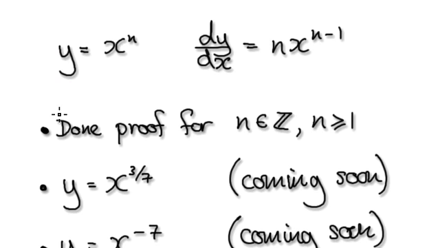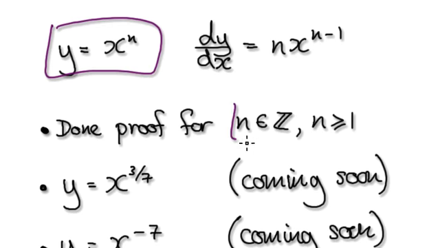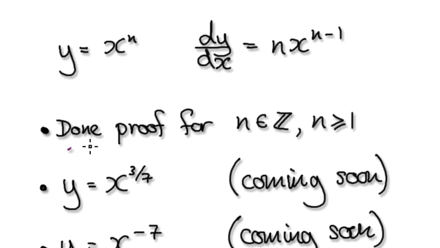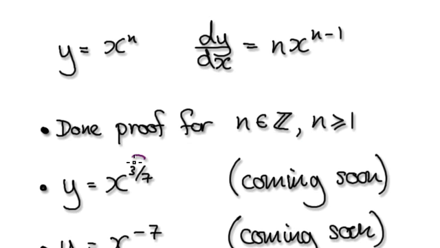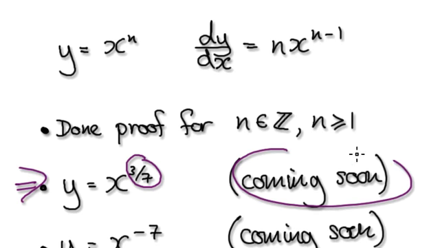And I never really explained why. But up until now, I've explained why this works for the case of n being an integer greater or equal to 1. So I've done a proof for this case here. We've done a proof on a case where you have x to the power of, let's say, 2, x to the power of 3, x to the power of 4. We know why this works when n is a whole number greater or equal to 1. But we haven't done a proof on when you have x to the power of a fraction like this. This I will do another time, coming soon.